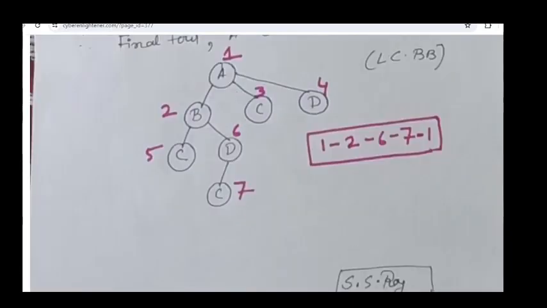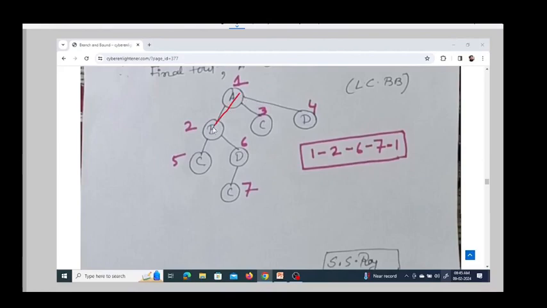I am asking, what is the final path? The final path is this one, no? A to B, B to D, and D to C. This is your final path. So if you name the cities 1, 2, 3, 4, 5, 6, your path visited is 1, 2, 6, 7, and then 1.